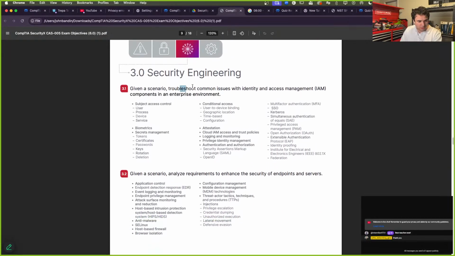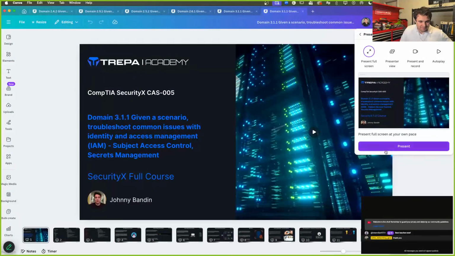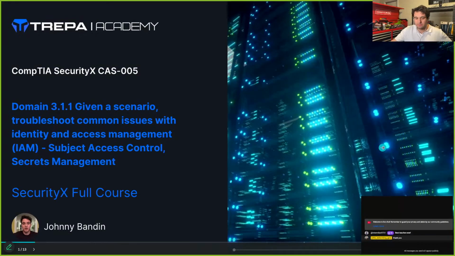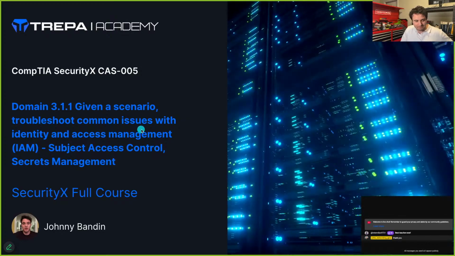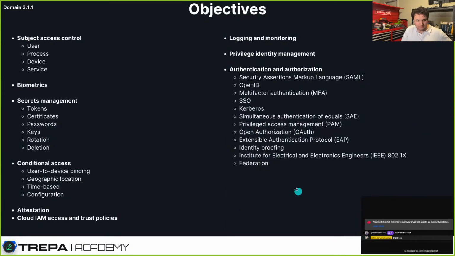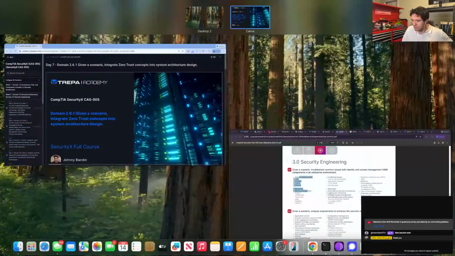So we're going to start here with domain 3.1. Let's get into it. We're going to go over a lot of stuff we already went over, like SSO, but we're getting into the technologies that enable the federation we talked about, more conditional access, and more access control. So let's talk about it. Okay, let me bring up my other screen here.